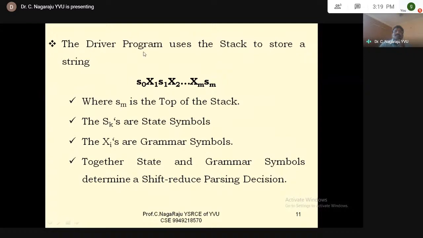Okay. So the driver program uses the stack to store the string. In this form, Sm is the top of the stack, and the X's are the grammar symbols, the terminals or non-terminal symbols, whereas these are the states. Together, the states and the grammar symbols determine shift-reduce parsing. That means the main concept of bottom-up approaches is shift-reduce, right?